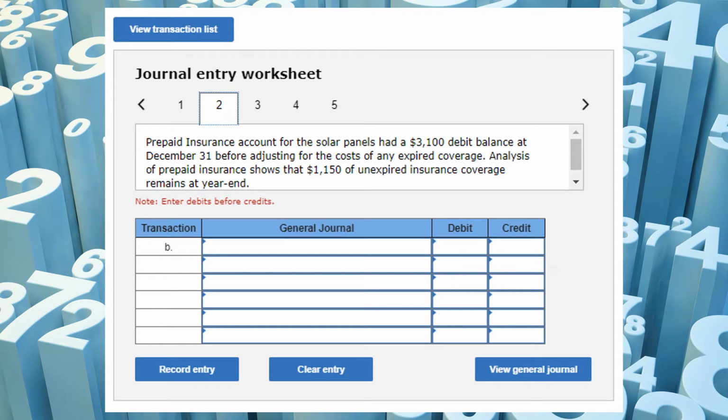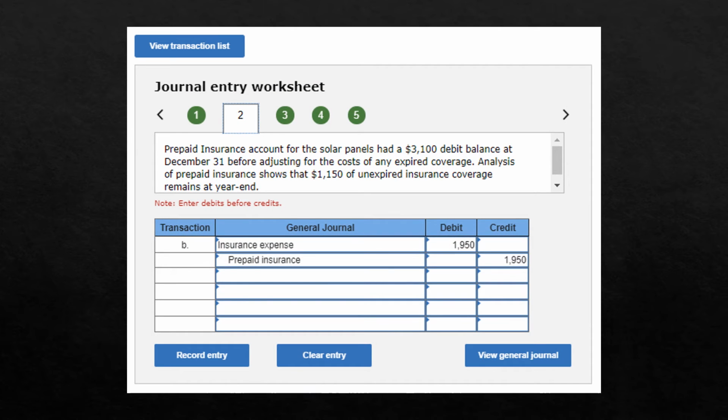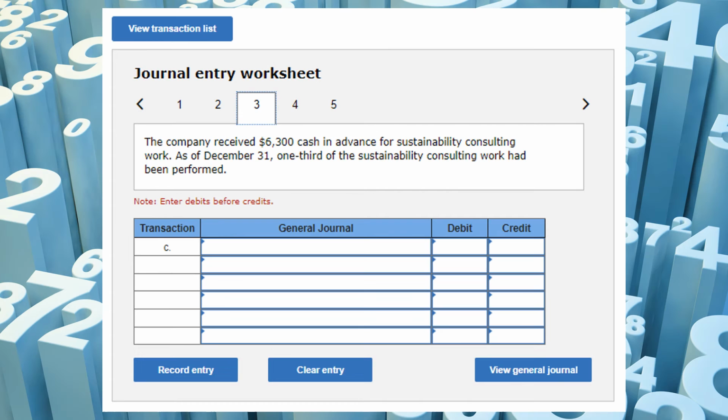Analysis of the prepaid account on mine shows that $1,150 of unexpired insurance coverage remains at year end on my problem. So I took the $3,100 balance and subtracted $1,150 to get the remaining amount, giving us the total used. Be sure to use the amounts from your problem to figure out the correct amounts. With the correct numbers and accounts selected, this problem is all finished up. Be sure to use the numbers from your problem.